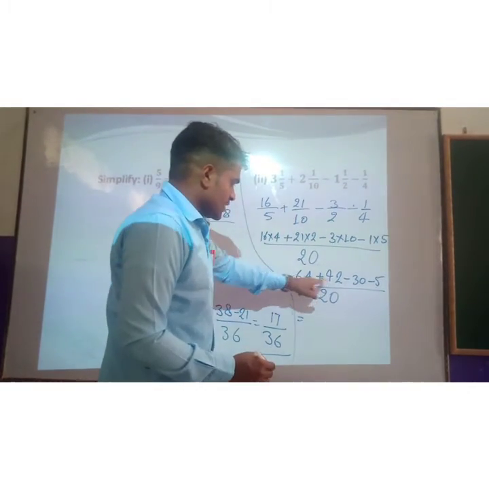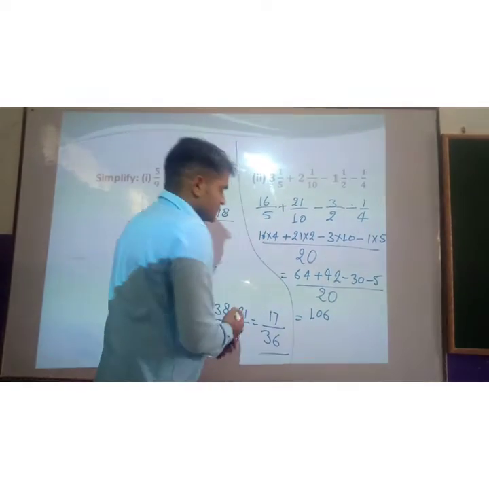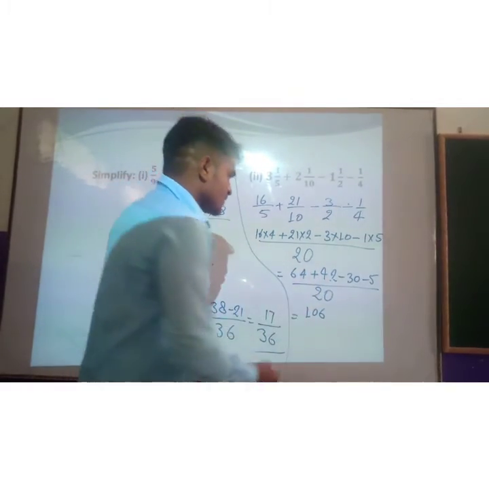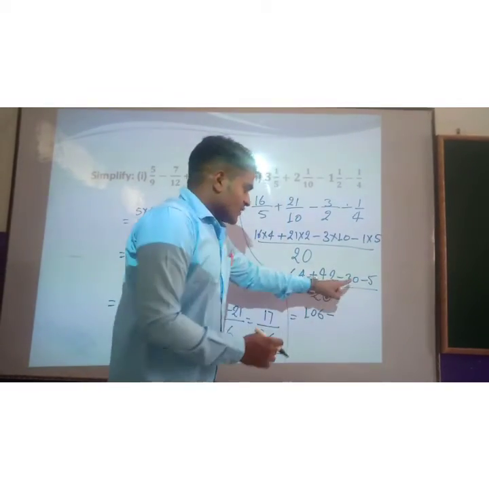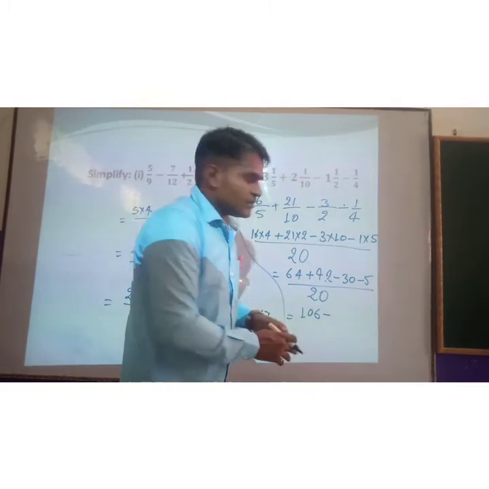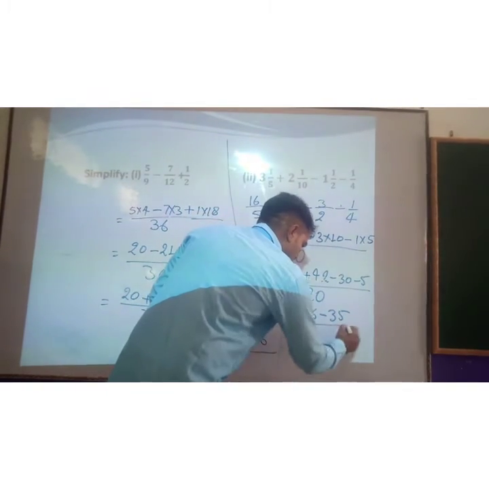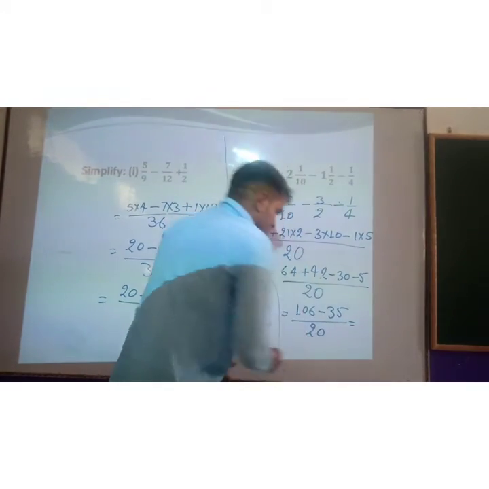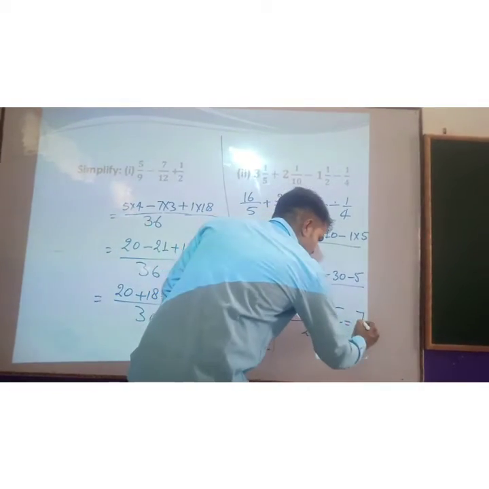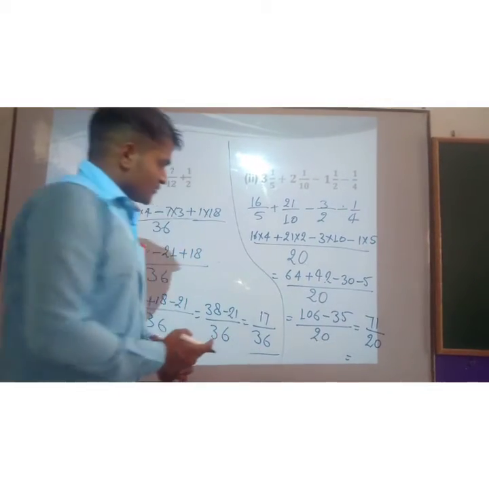Now we will add. 64 plus 42 is 106. Correct? And minus 30 and minus 5, both are negative integers, so we add them. So we get minus 35 upon 20. Now subtract it. 106 minus 35 gives 71 upon 20. 71 upon 20.